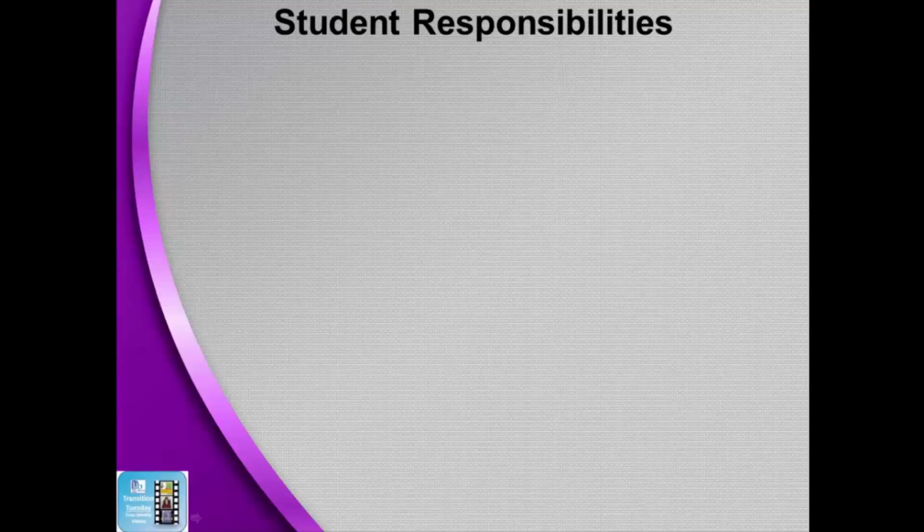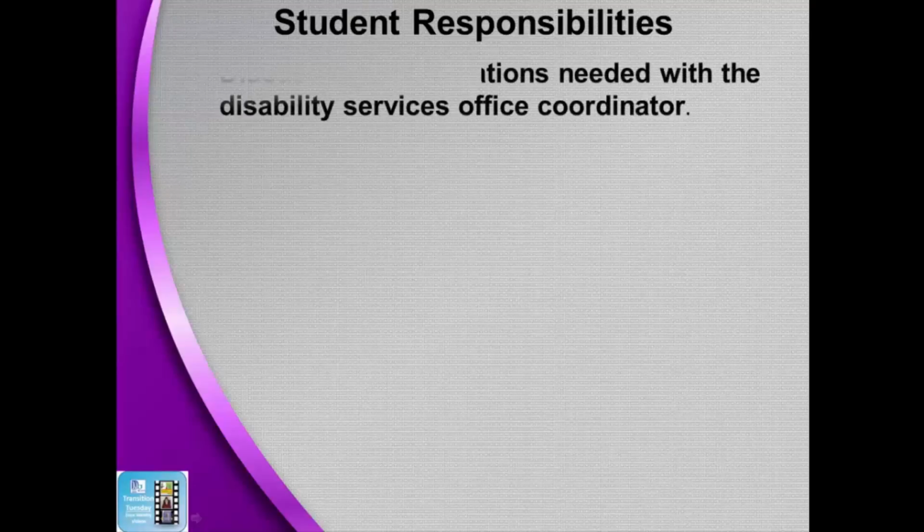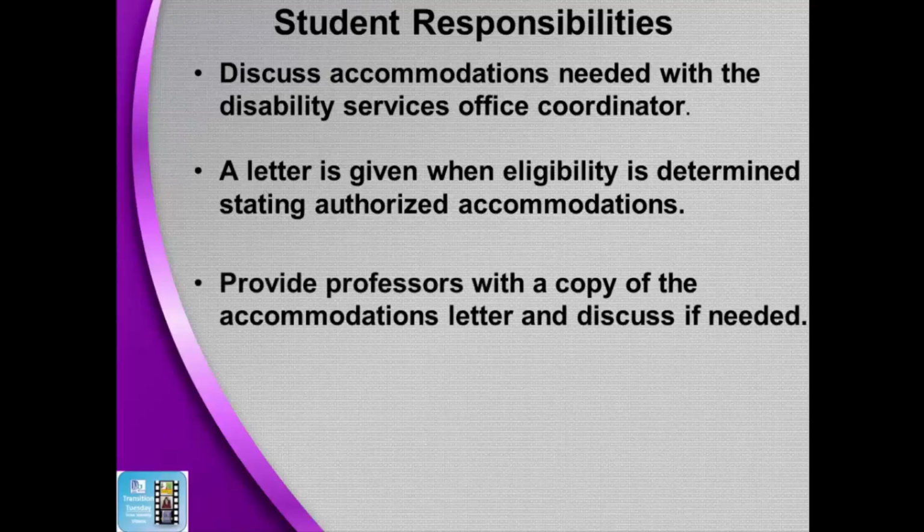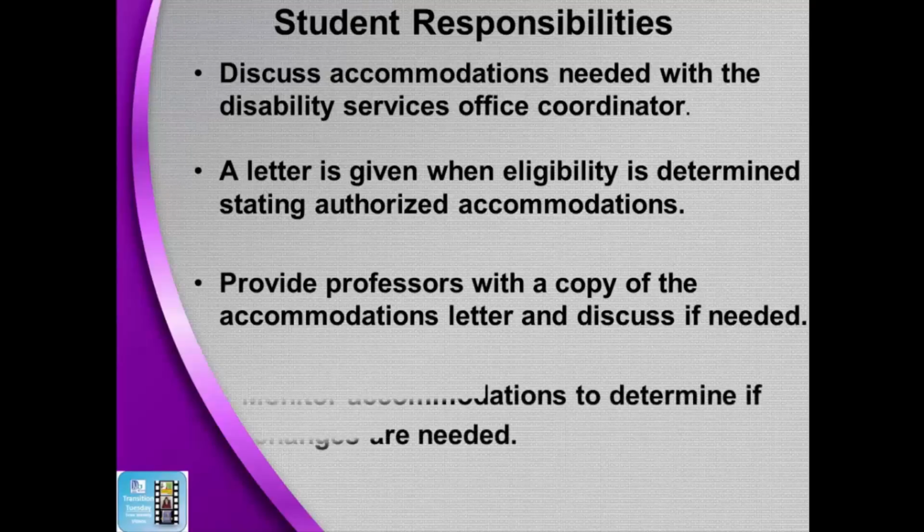After the student has provided up-to-date documentation of their disability, they should discuss the accommodations needed with the Disability Services Office coordinator. A letter is given when eligibility is determined, stating the authorized accommodations. It's the student's responsibility to provide professors with a copy of the accommodations letter and discuss it if needed. The student should then continuously monitor their accommodations to make sure they're working for them and determine if changes are needed.